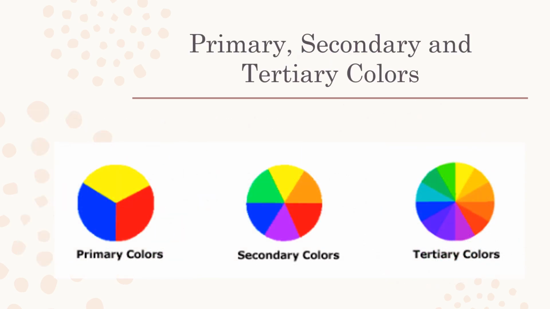We have three types of colors: primary colors, secondary colors, and tertiary colors. Primary colors are red, yellow, and blue, and they can't be formed by any combination of other colors. All other colors are derived from these three colors. Secondary colors are green, orange, and purple that are formed by mixing the primary colors. And finally, tertiary colors are yellow-orange, red-orange, red-purple, blue-purple, blue-green, and yellow-green that are formed by mixing a primary and a secondary color. That's why the color name is a two-word name.